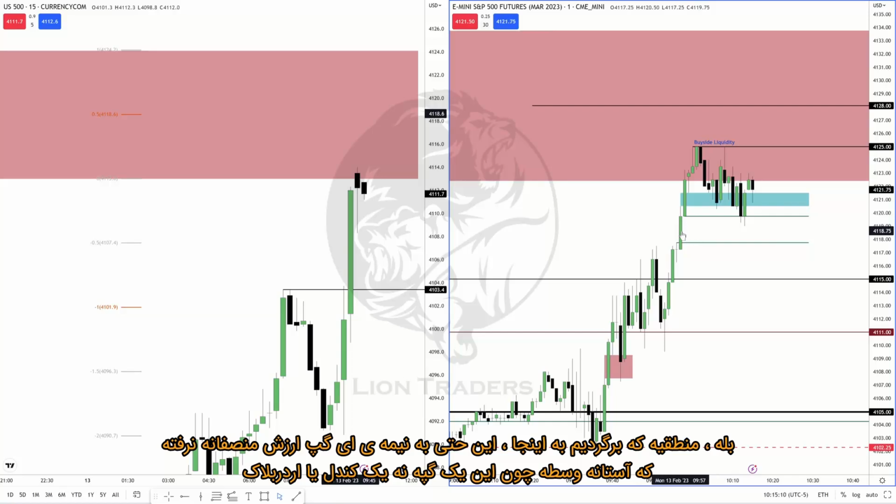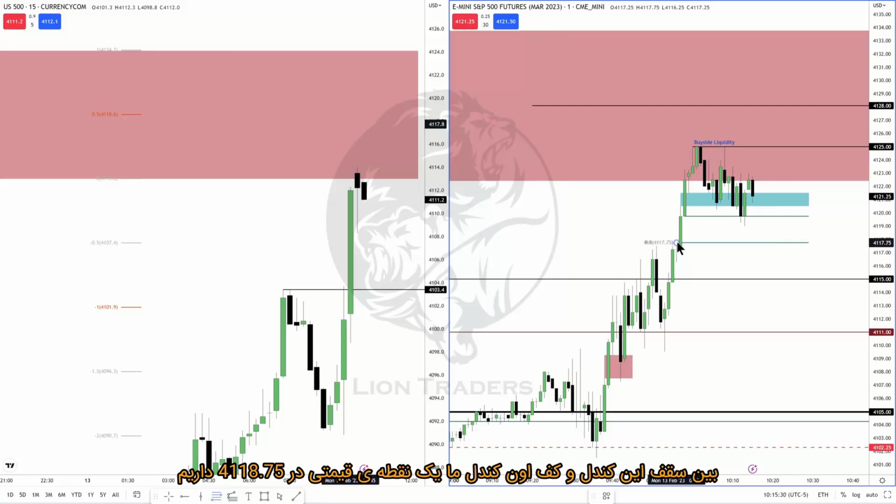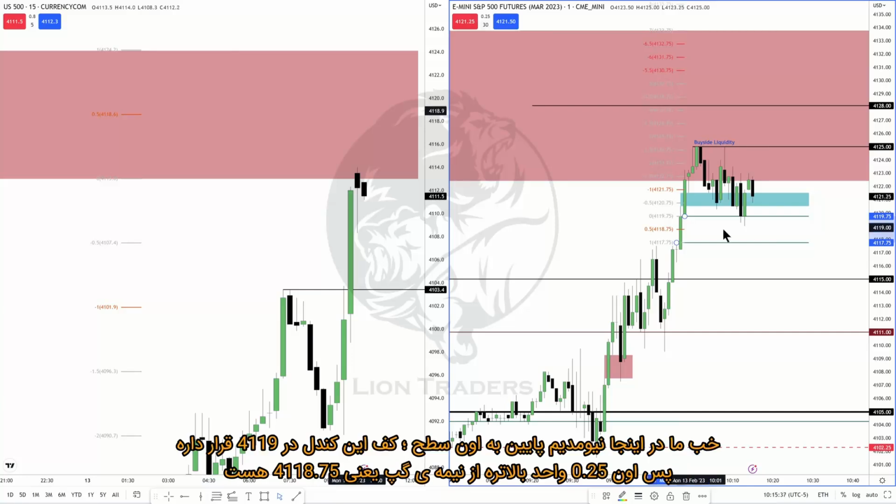It didn't even go to the midpoint of this fair value gap, which would be consequent encroachment because it's a gap, not a candle or order block. If it was an order block, it would be mean threshold. But because it's being identified as an imbalance, we didn't even trade down to the midpoint of that. So let me show you what I mean by this. Between this candle's high and that candle's low, we have a price point level of 4118.75. So we didn't get down to that level here on this candle. This candle's low comes in at 4119 even. So it's a quarter of a point higher than the midpoint of the gap, which is 4118.75.